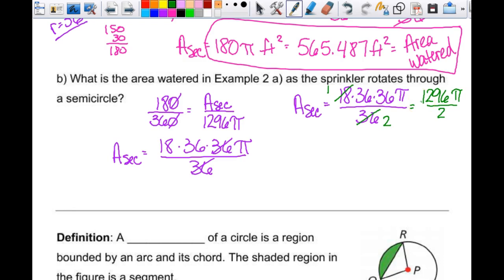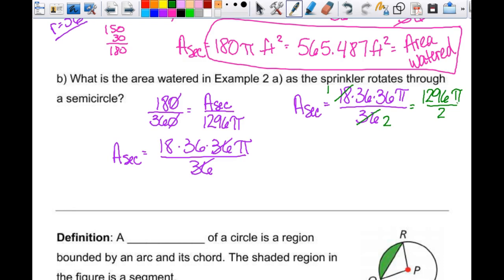And let's think about this. Did we kind of know from the beginning that's all we really had to do? If this is the total area that's being watered and it's going to rotate through the semicircle, isn't that half the circle? So isn't it just half the area? Same thing, right? See, if you think about the whole picture and what is happening instead of just randomly doing stuff, you can really simplify it, okay?